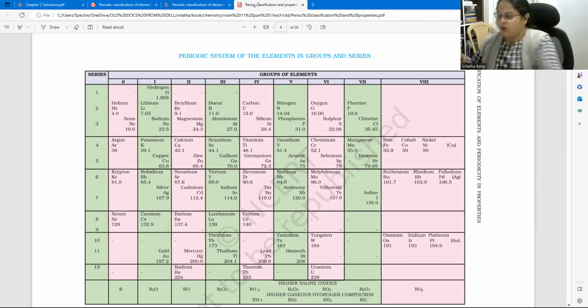Elements are subdivided. So if you see tellurium and iodine, can you find tellurium and iodine anywhere? Is it visible? Yes, ma'am. Students, are you able to see the periodic table? Can you see tellurium and iodine anywhere? Because sometimes this is emphasized. Are you able to see?